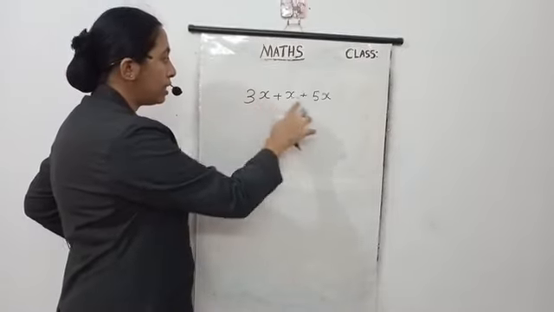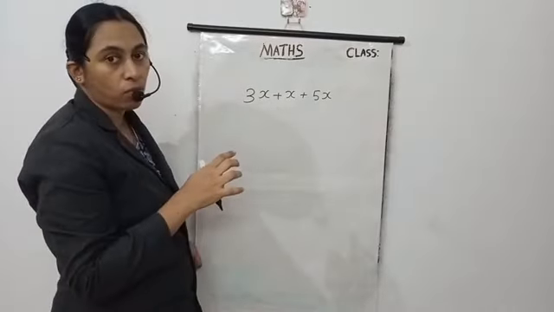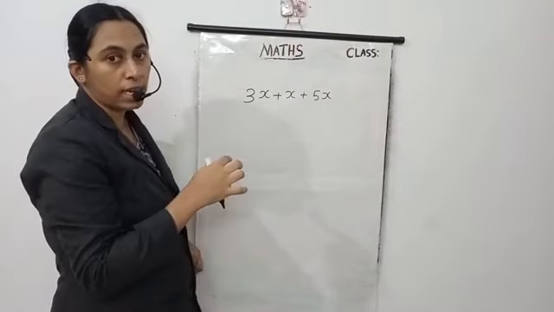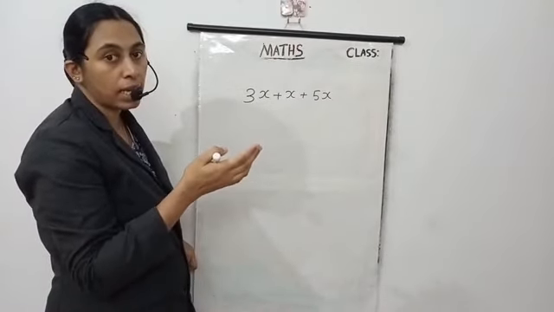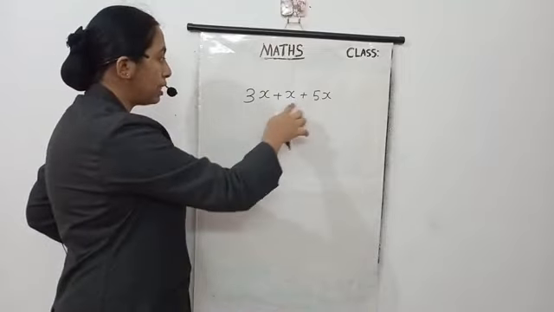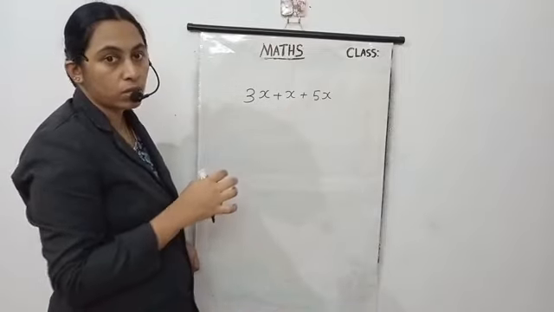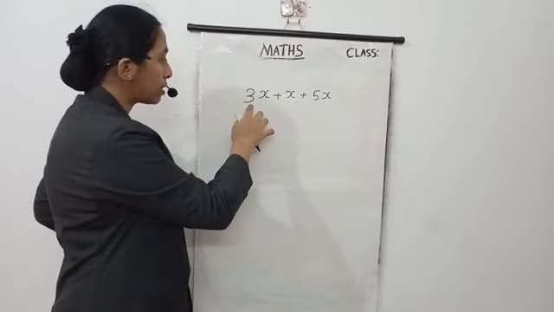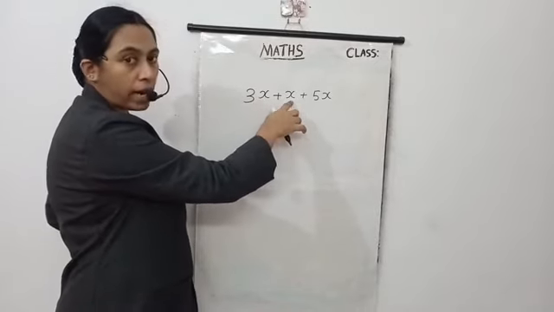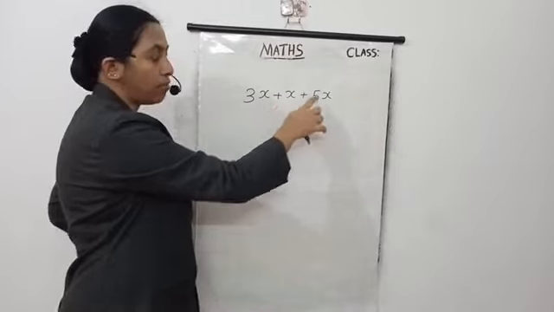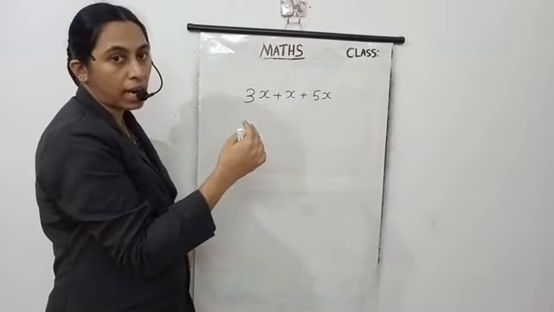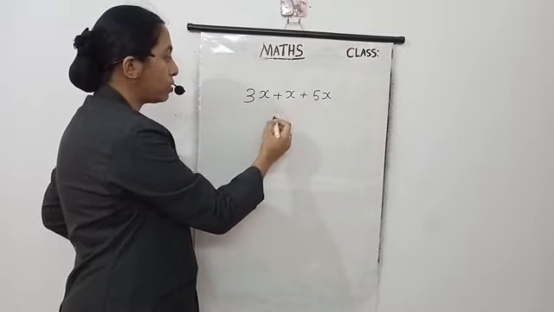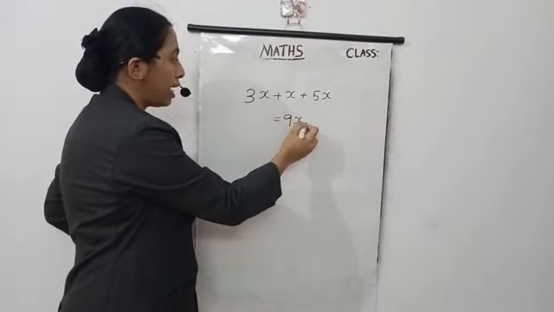But when adding, these are all like terms. What is meant by like terms? Same variables, isn't it? Same variables with the same power. So these three terms are like terms, so we can add these terms. So here 3x plus 1x plus 5x. Like that we add. So 3 plus 1 is 4, 4 plus 5 is 9. So this is a total of 9x.